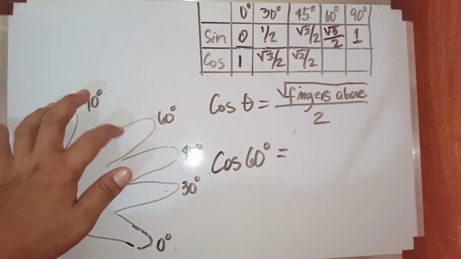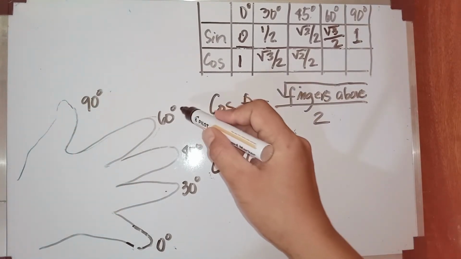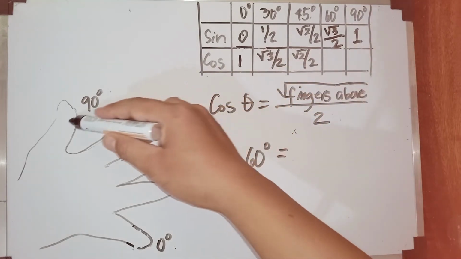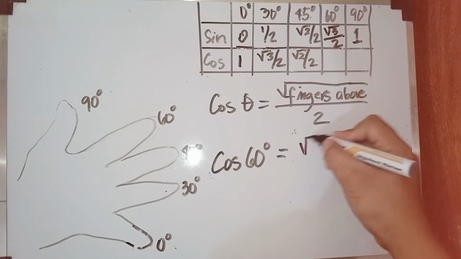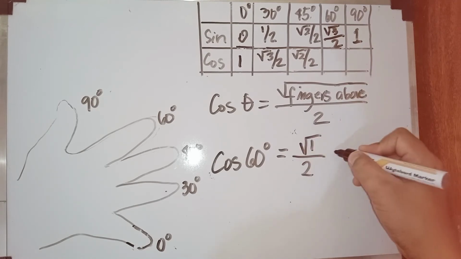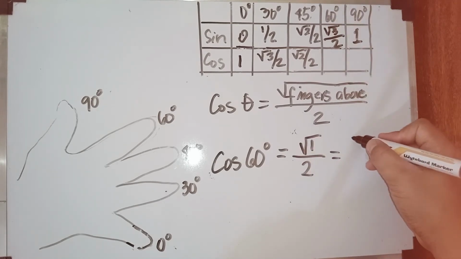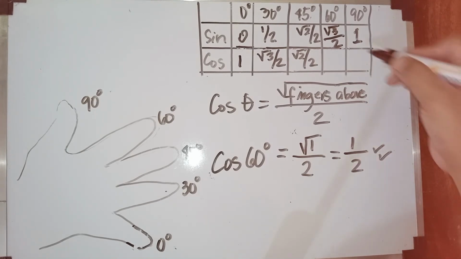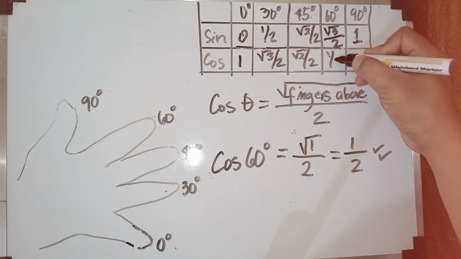Okay, next, we're going to look for the value of cosine 60 degree. So, ito po yung daliri na assign yung 60 degree angle. So, how many fingers above this finger? So, you have 1. So, we have square root of 1 over 2. So, but what is square root of 1? That is 1 over 2, or that is 1/2. So, cosine 60 is 1/2.